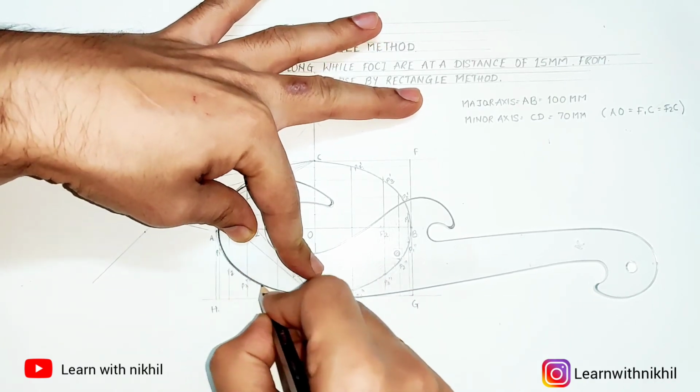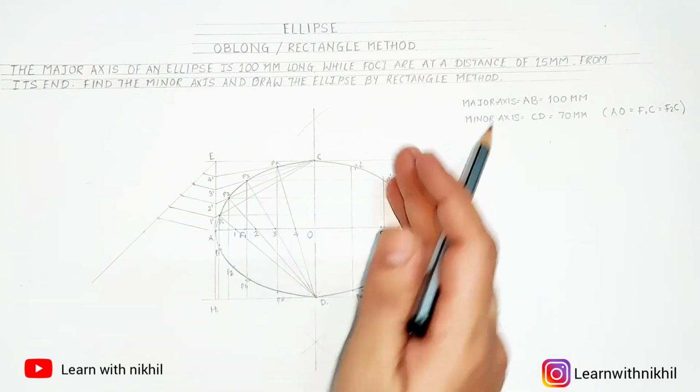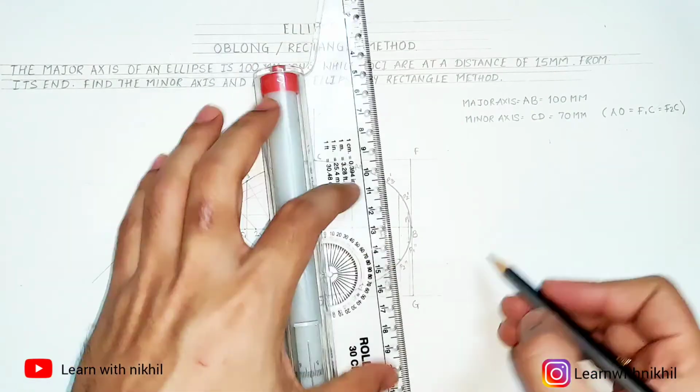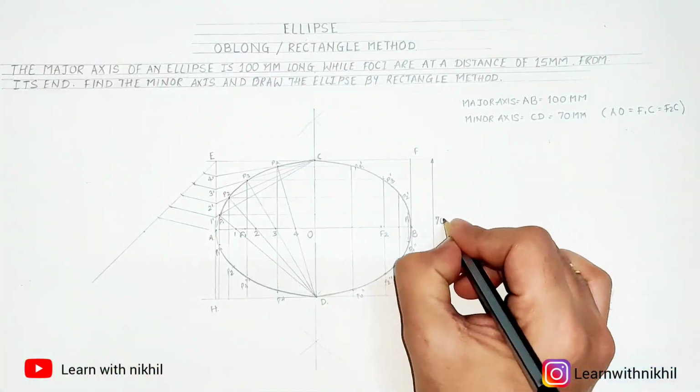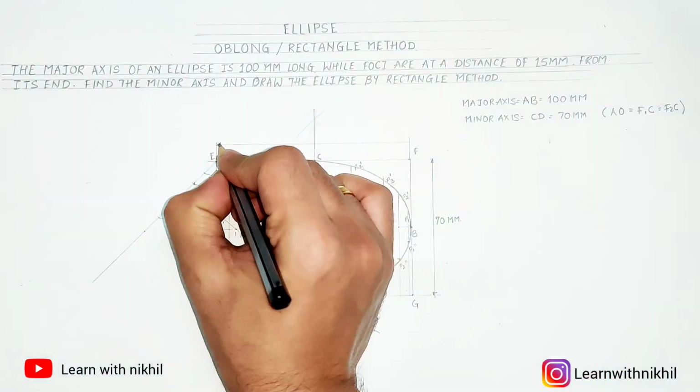We have drawn this ellipse using oblong or rectangle method. Just the final, marking these dimensions: 70 mm and major axis 100 millimeter, and we have done.